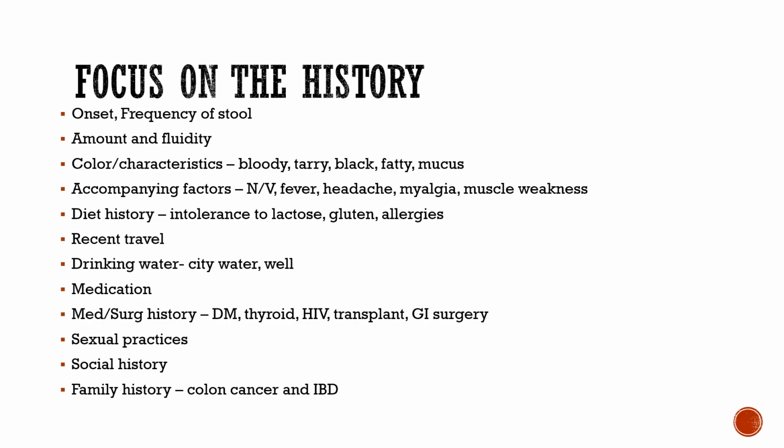Ask about social history, their living conditions. Do they live in poverty? Do they live in squalor? Family history is very important. Is there a history of colon cancer, irritable bowel disease, inflammatory bowel disease, or celiac, or any of the other GI type diseases?